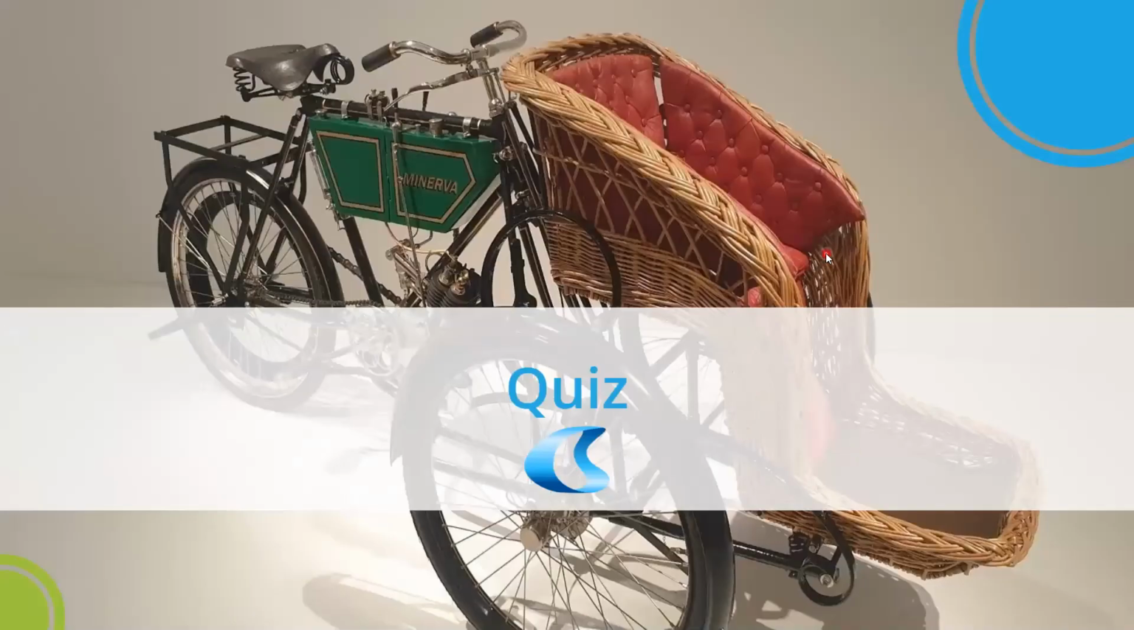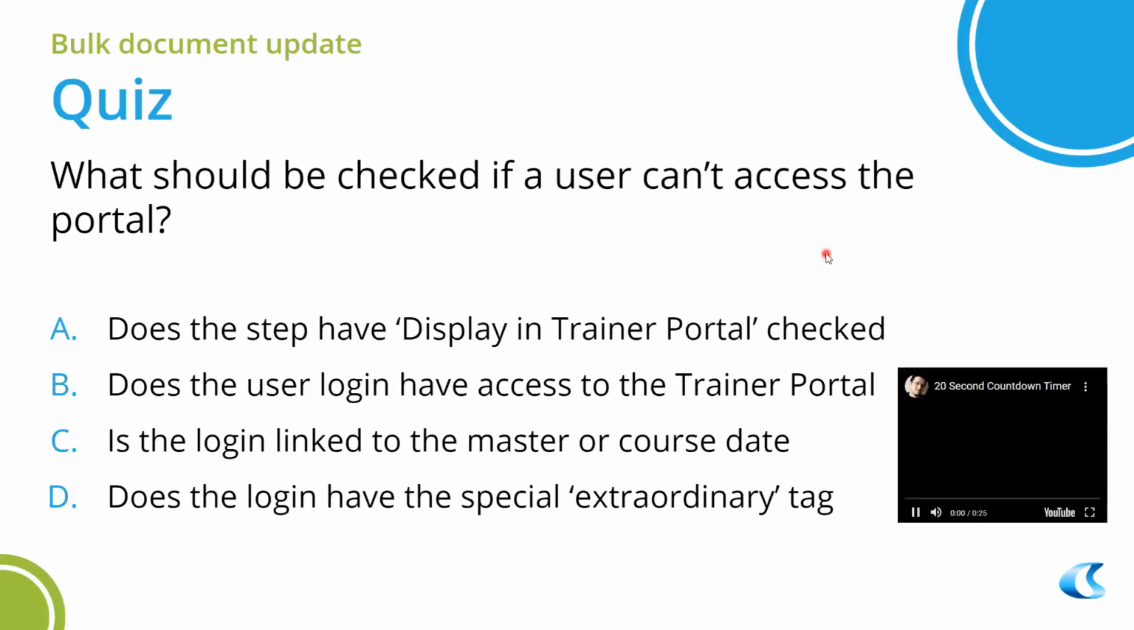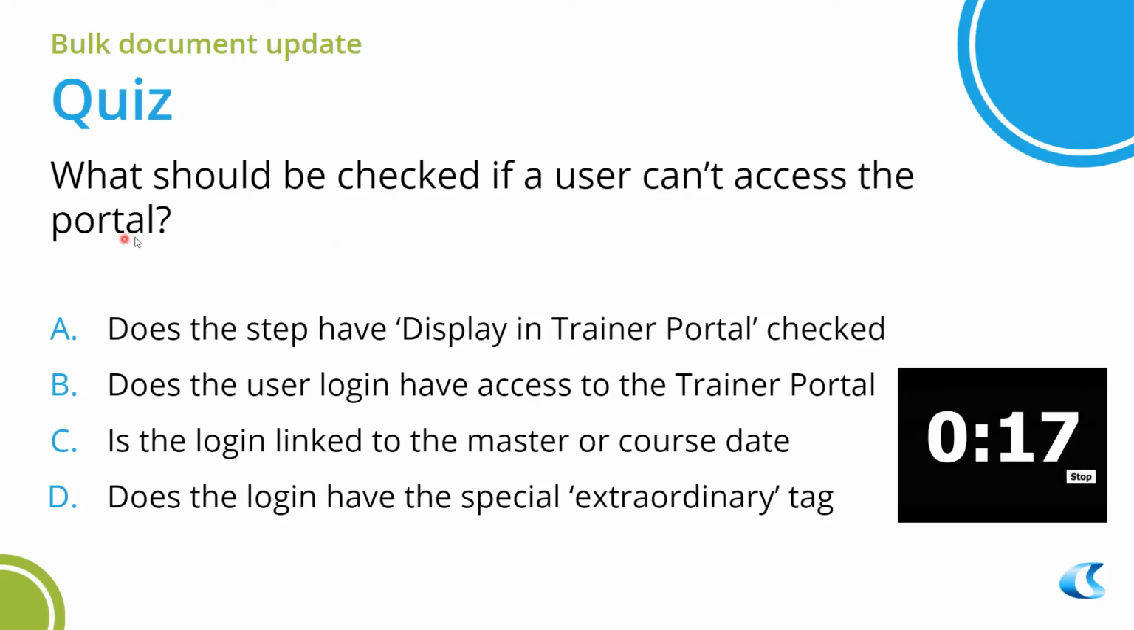Okay, and we've got the quiz. Let's see if we can make it 3 out of 3. So what should be checked if a user can't access the portal? So if yourself, you can't access the portal and apply this bulk document update, what should we check? Should we check to see that display in trainer portal is checked?